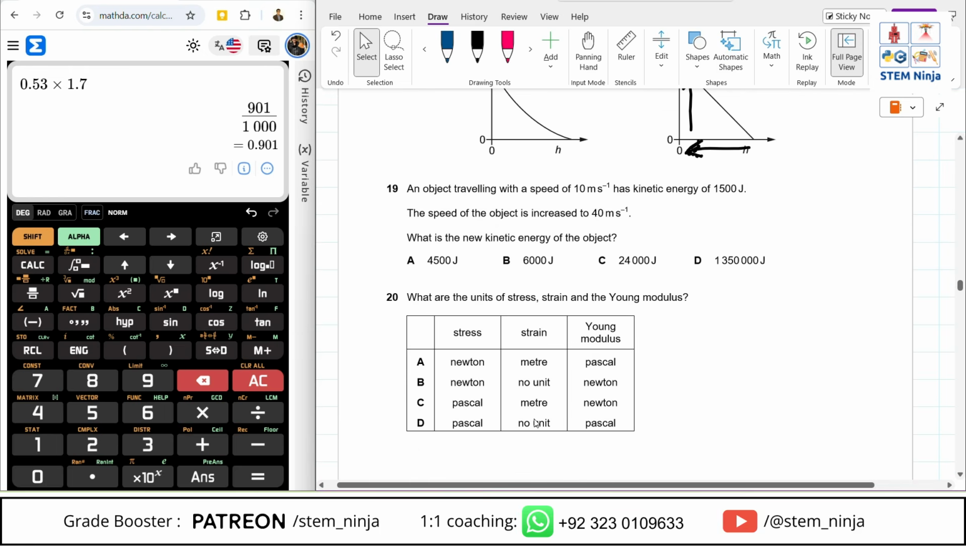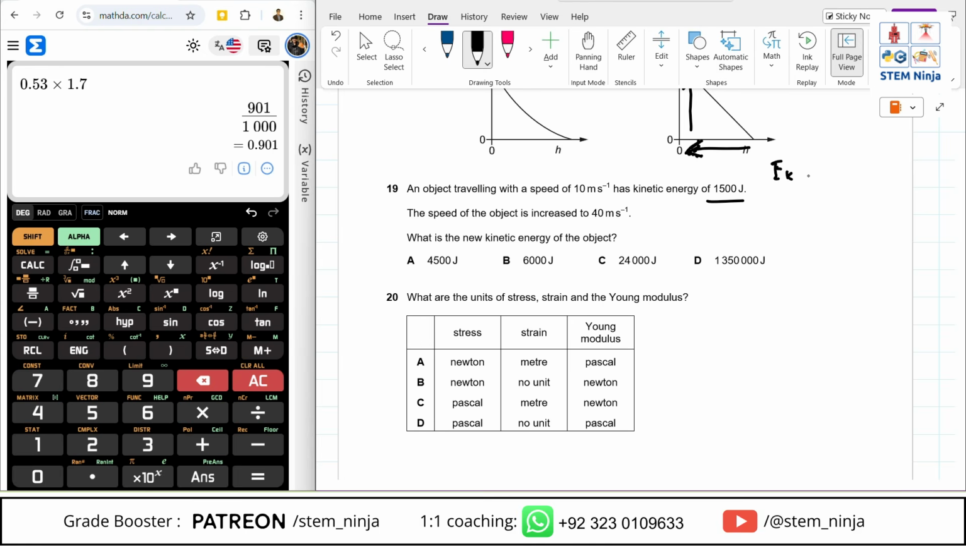Okay. An object traveling with a speed of 10 meters per second has a kinetic energy of 1500 joules. The speed of the object is increased to 40 meters per second. What is the new kinetic energy of the object? Okay, so notice that the mass is constant, obviously. So EK is half m v squared. So the half m part is constant.